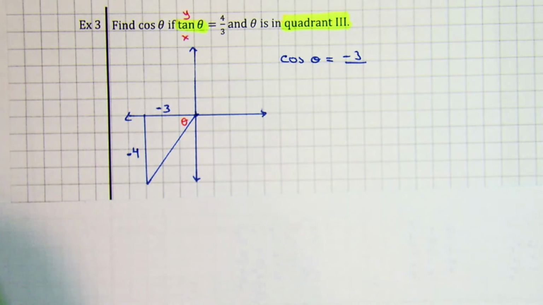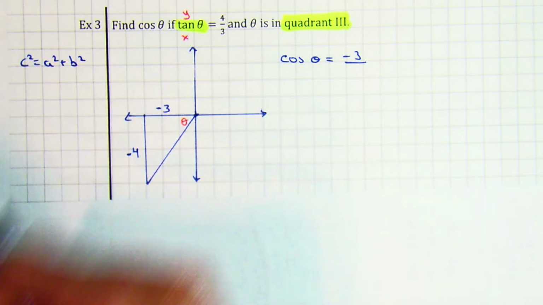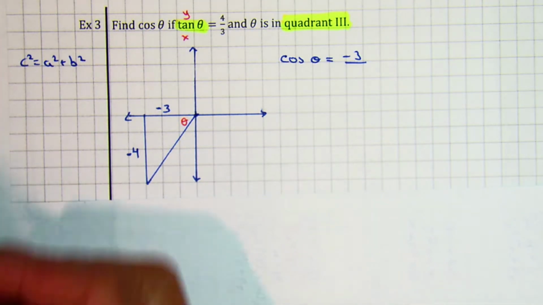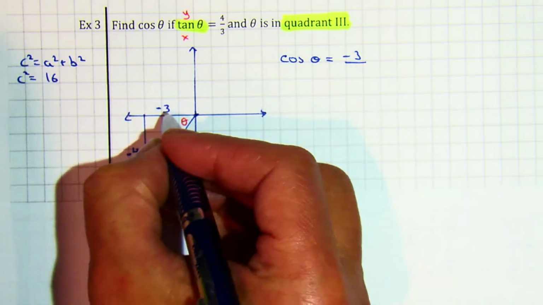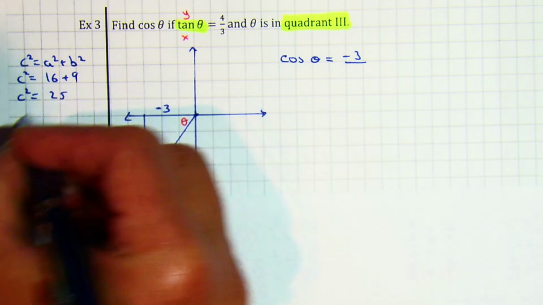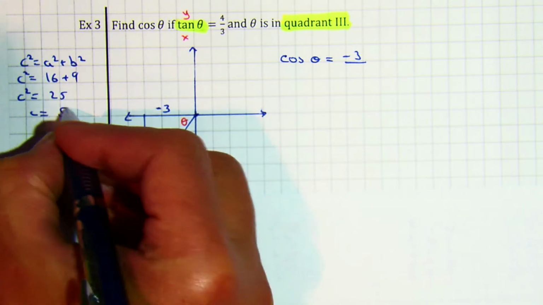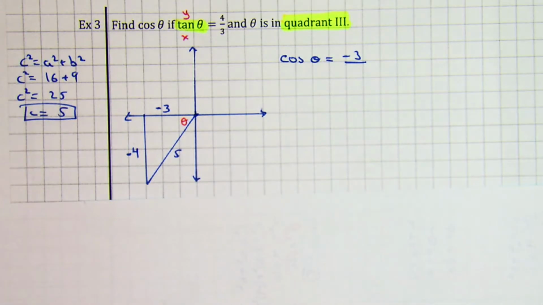So I'm going to use my Pythagorean theorem. C squared is equal to A squared plus B squared. C squared is equal to negative 4 squared, which is 16, plus negative 3 squared, which is 9. C squared is equal to 25. C is equal to 5. And some of you guys remember your 3, 4, 5 triangle from geometry.